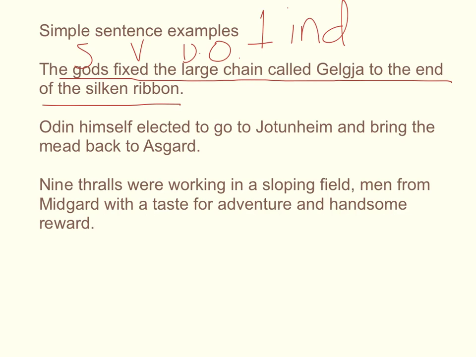Second sentence is also simple. Odin himself elected to go to Jotunheim and bring the mead back to Asgard. Now this one's a little more fun of a simple sentence example because we only have 1 subject, Odin. But we actually have a compound verb. We have elected and bring. There's 2 verbs making it a compound verb, but it's still a simple sentence because they both belong to the same subject, and therefore it's only 1 independent clause.